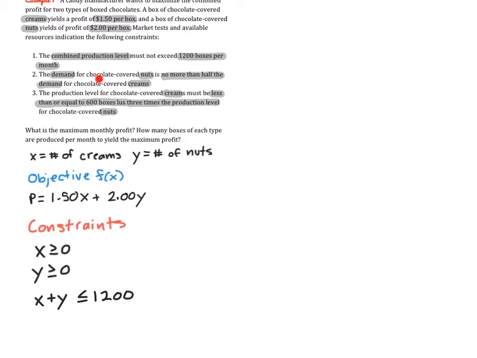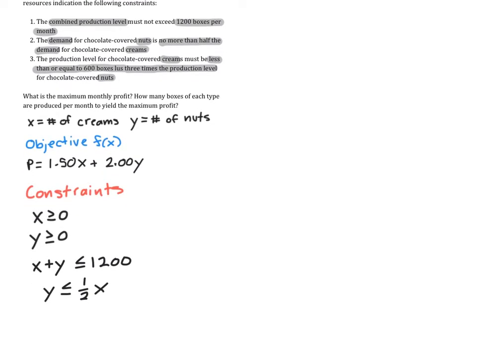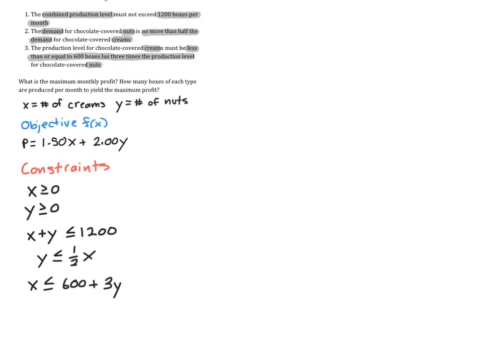Then it says the demand for chocolate covered nuts, so I'm going to say y, is no more than, so we'll say is less than or equal to half the demand for chocolate covered cream. So y is less than or equal to 1/2 x. And then that last constraint says the production level for chocolate covered creams, so that will be x, must be less than or equal to 600 boxes plus 3 times the production level for chocolate covered nuts. So there we have it. This is a list of our constraints.